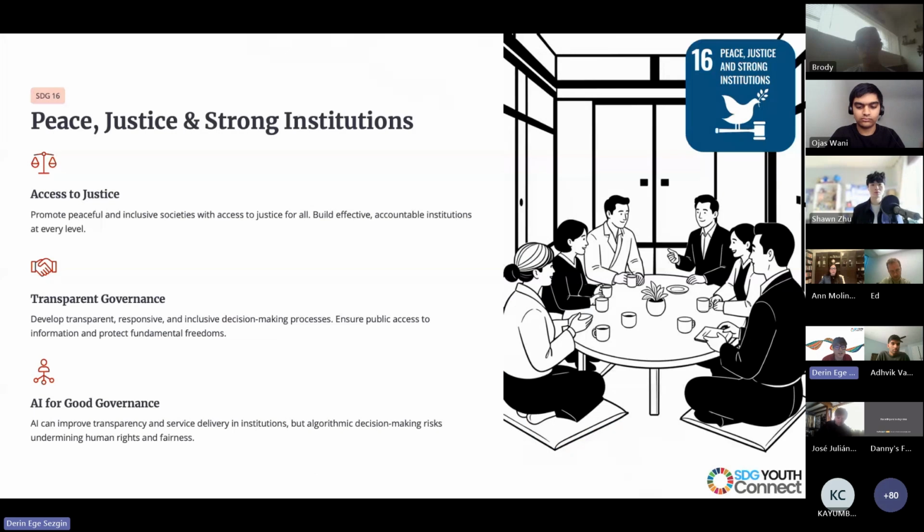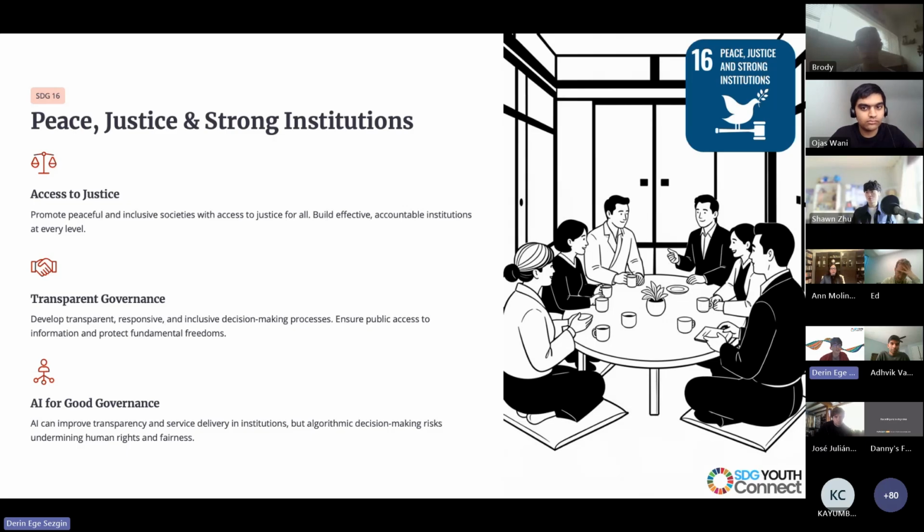SDG 16, peace, justice, and strong institutions. So, access to justice is a very important part of this SDG. We must promote peaceful and inclusive societies with access to justice for all, building effective and accountable institutions at every level of the process, whether it be a local township level, a state level, a national level, or international governance level. And also, transparent governance is increasingly necessary. Developing transparent, responsive, and inclusive decision-making processes is extremely important in this time of geopolitical instability. Ensuring public access to information and protecting fundamental freedoms can help the public gain their own perspective on the governance.